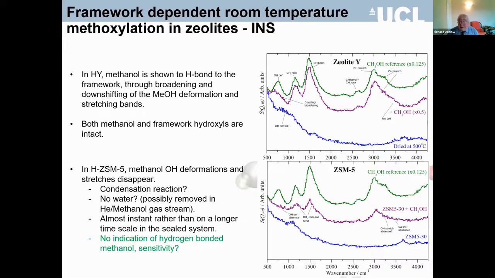Now you look at the spectrum lower down of the ZSM5, and what you find is that the feature in that OH region around 700, 750 has completely disappeared. Now, what is happening? The most obvious explanation is that the methanol isn't there any longer as a methanol molecule. The CH3 species are still there, the CH stretch and the CH bend. The most obvious explanation is that the methanol has reacted and formed this surface methoxy group. So that's what you find from the INS.